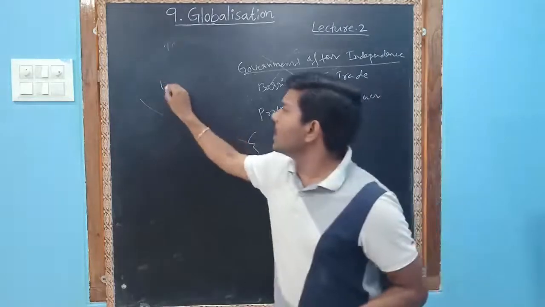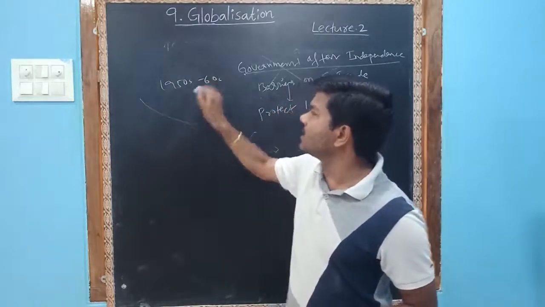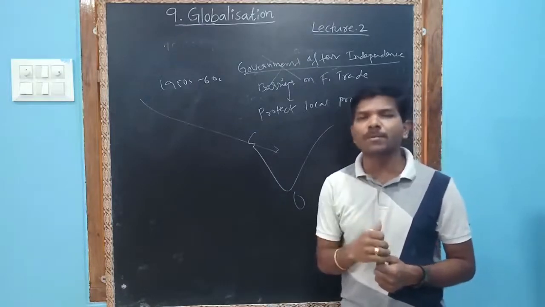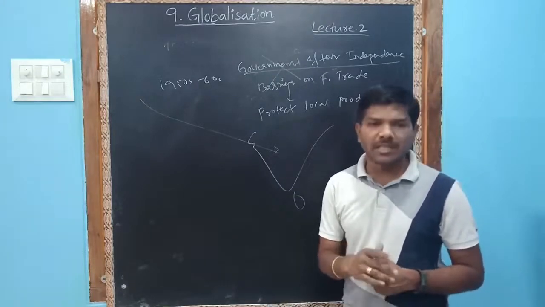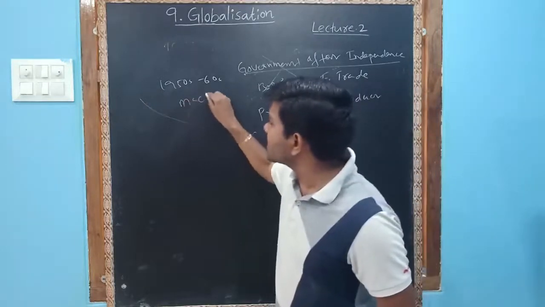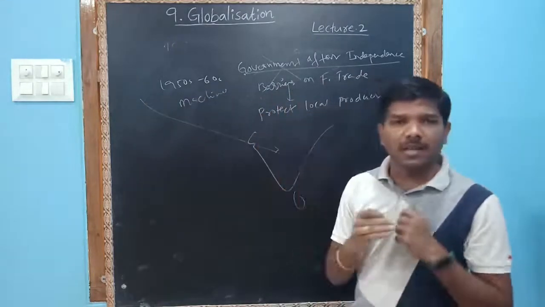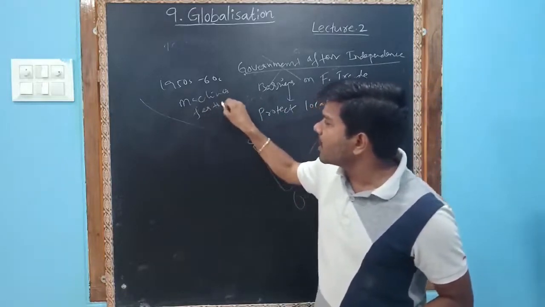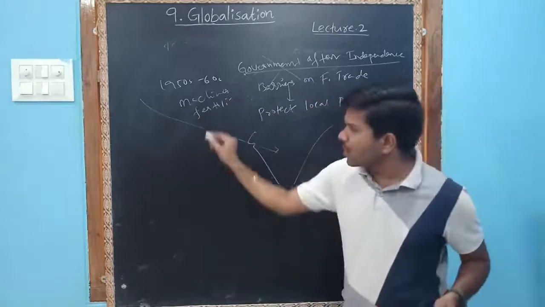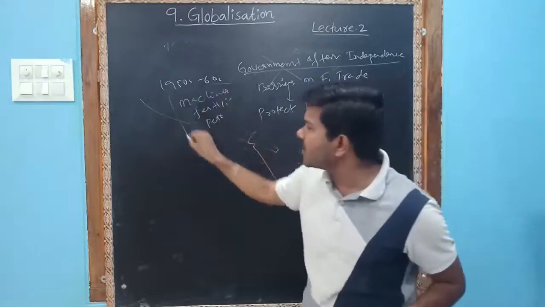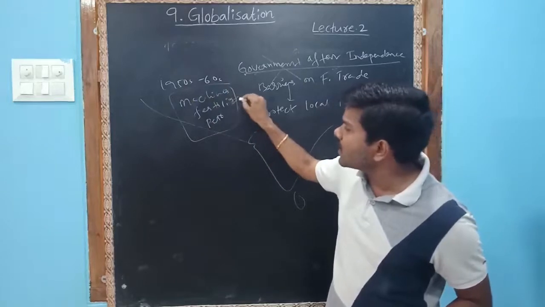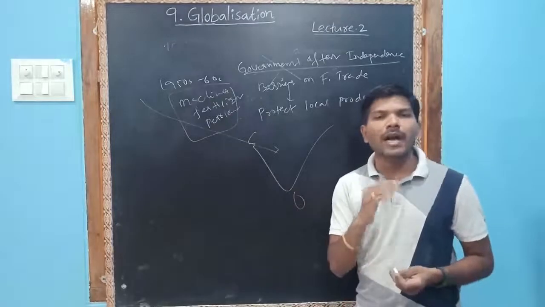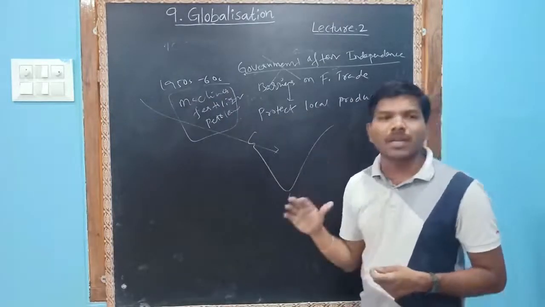Example: in the 1950s and 1960s, they did not allow the majority of products except essentials. Essentials like machinery which we require, chemical fertilizers, and petroleum products. Except these three: machines, fertilizers, and petroleum products, the government did not accept any product.